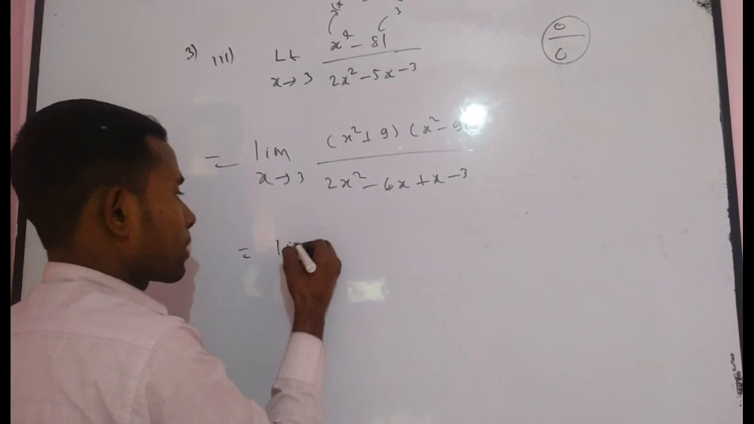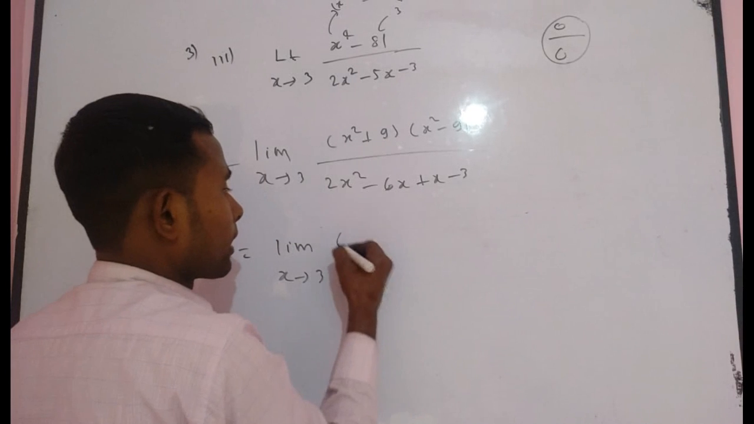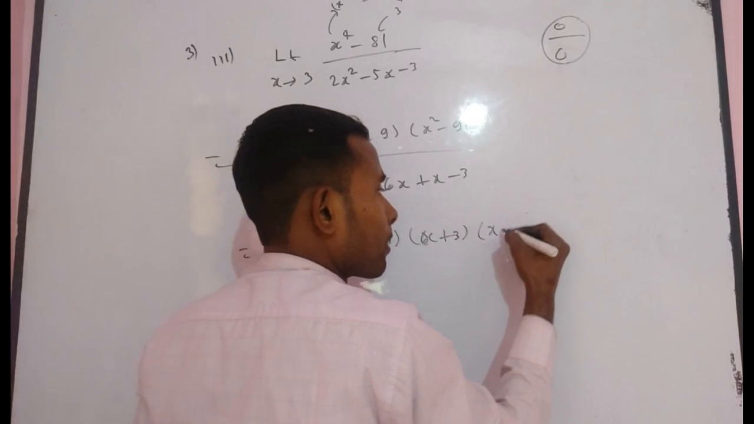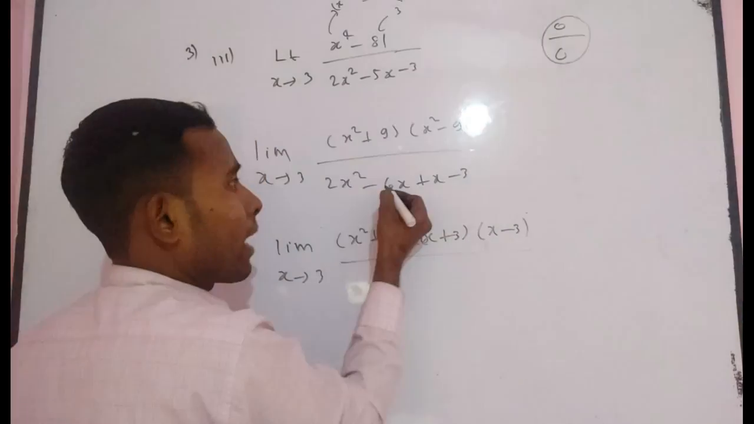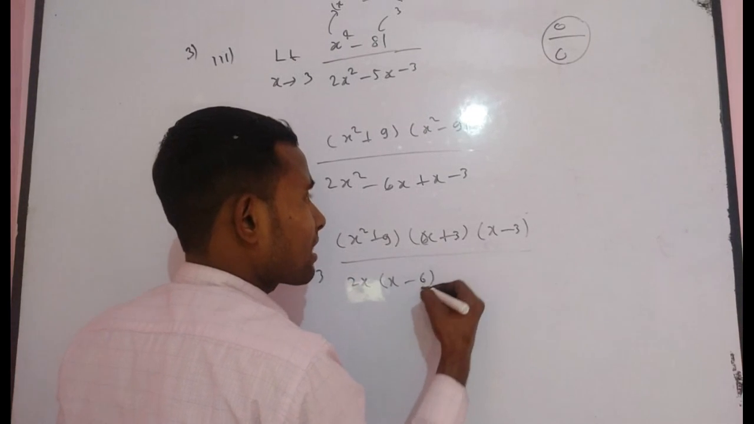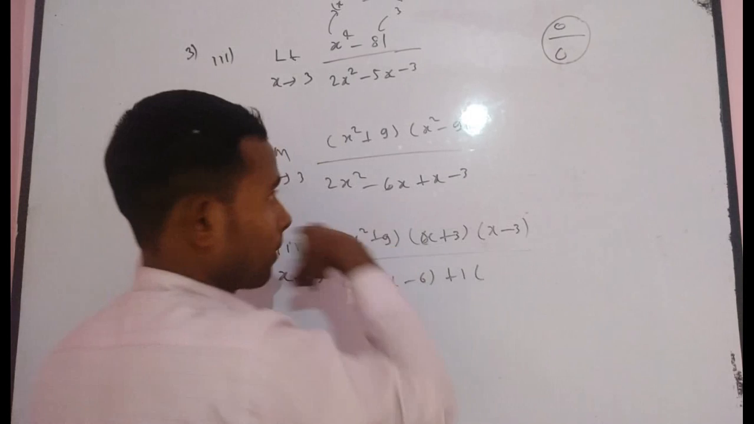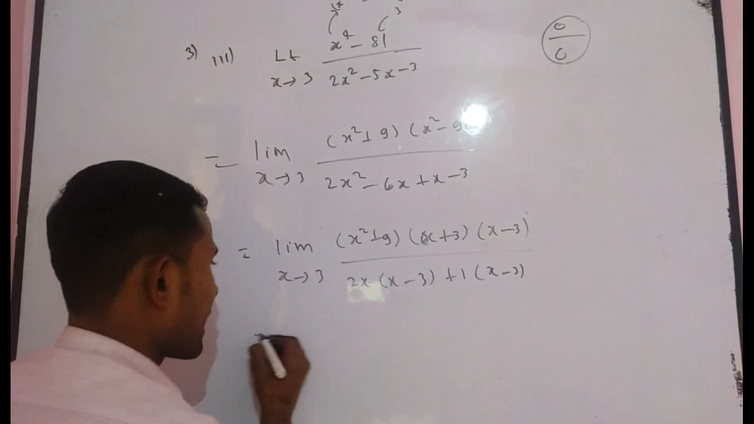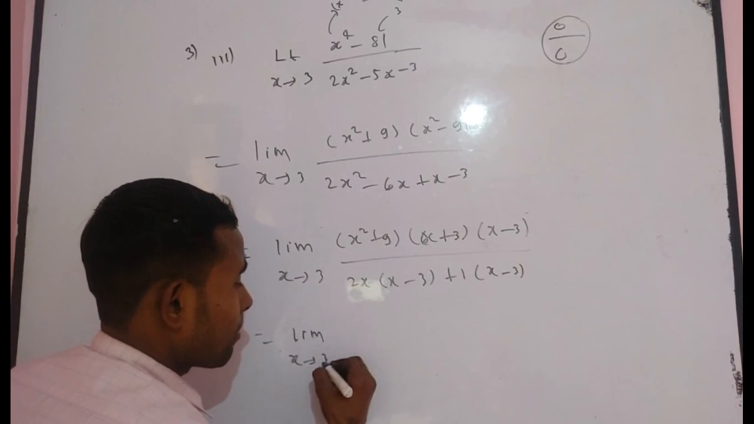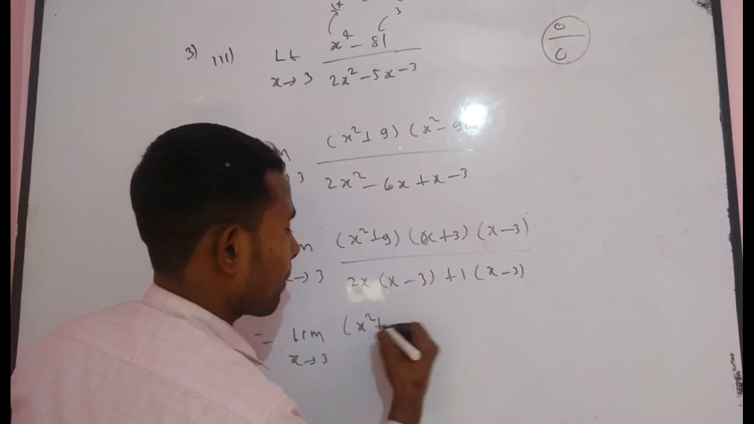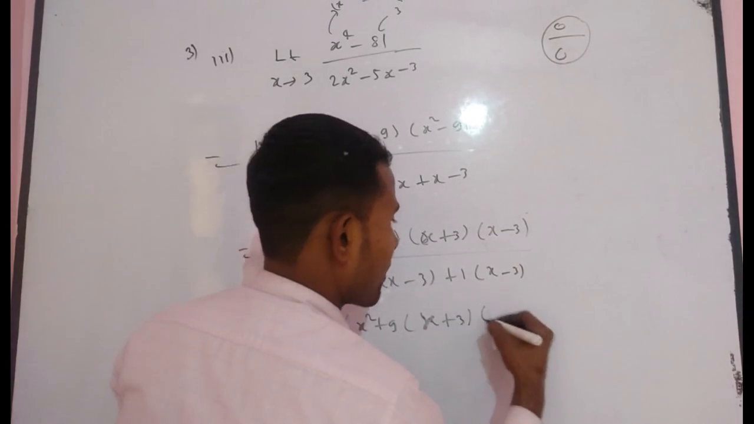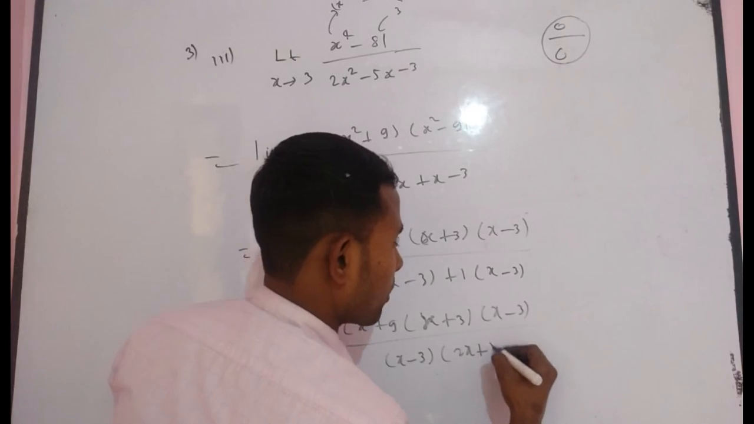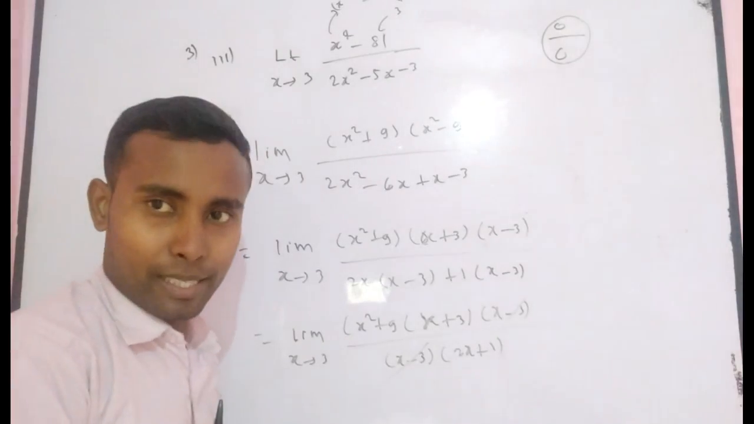Now you have to explain again with x tending to 3. Can you write x square minus 9 as x plus 3 into x minus 3? Now in the denominator, if you take common 2x you get 2x into (x minus 3), and if you take common 1 here, you get x minus 3. Again you have to write the limit as x tends to 3. In the numerator you get (x square plus 9) into (x plus 3) into (x minus 3). In the denominator, if you take common x minus 3, you get 2x plus 1. Now you observe that x minus 3 and x minus 3 cancel each other.